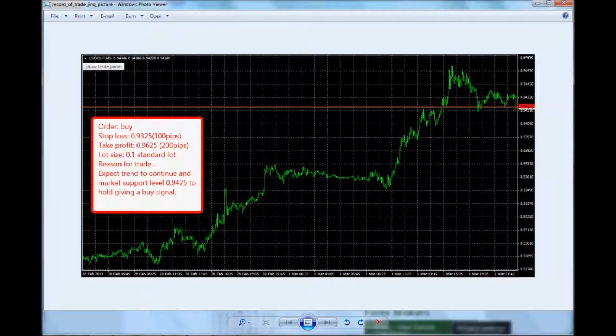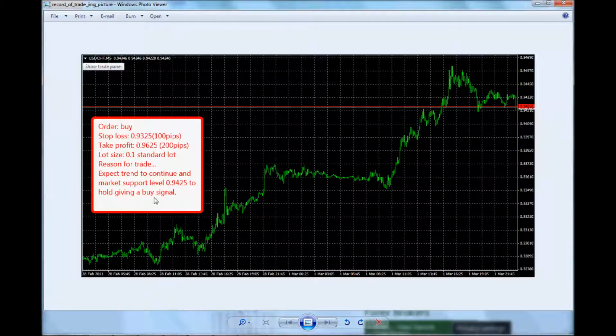In this video we're going to be looking at how we can record our trades on an Excel spreadsheet and how we can use that information to work out whether or not our trading system will be profitable going into the future.